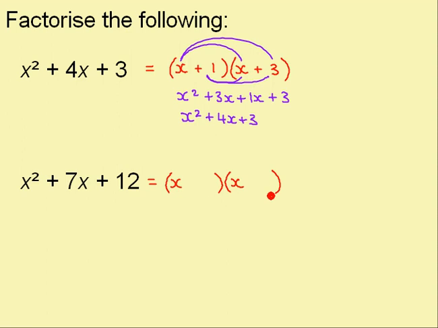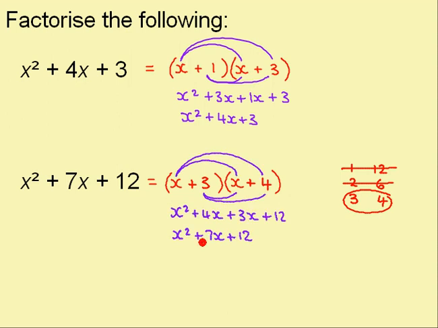So to find the two numbers here, I want two numbers that multiply to give me 12. There are a few possibilities. I could have 1 times 12, 2 times 6, or 3 times 4. But I want the pair that will definitely give me 7. Looking here, 1 and 12 won't give me 7, 2 and 6 won't give me 7, but 3 and 4 will. So I can put the plus 3 in here and the plus 4 in here. If I want to check my answer, I can expand these brackets. And you can see that what I get matches this.